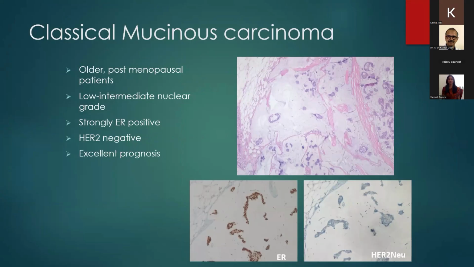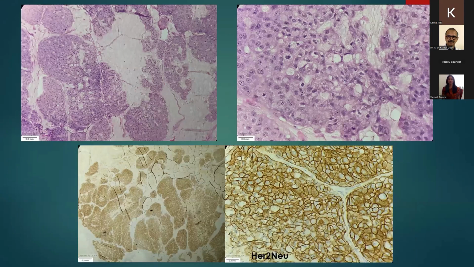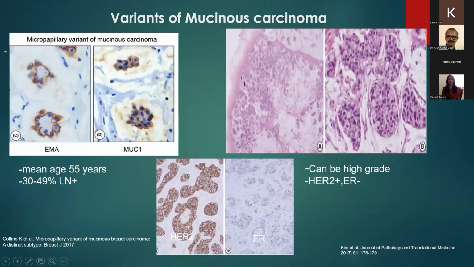What gets challenging is when we come across variants of these tumors. So at times you can have tumors like this. They are mucinous, they have abundant extracellular mucin, but you have severe nuclear pleomorphism, brisk mitotic activity. They are ER negative and HER2 positive. Or at times you can have micropapillary variants of mucinous carcinoma. Now again, these tumors are ER negative and HER2 positive. They're seen in a younger age group compared to the conventional mucinous. They're associated with lymph node metastasis. And these are aggressive tumors.